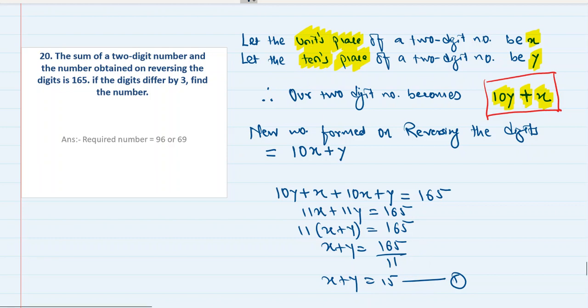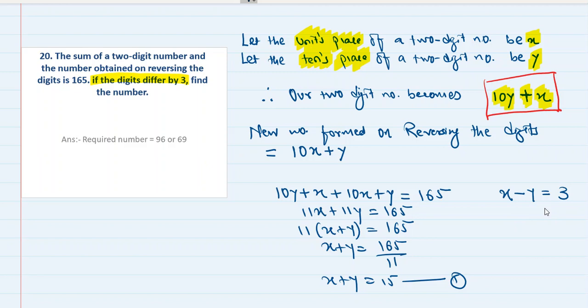Now the next statement is a little confusing. The digits differ by 3, find the number. This is where you find your second equation. You will say, what is so confusing in this? Nothing. Digits differ by 3. This is so simple. x minus y is equal to 3. That's the second equation. But wait, if that is the second equation, then can't it be y minus x is equal to 3? That can also be the case, right?